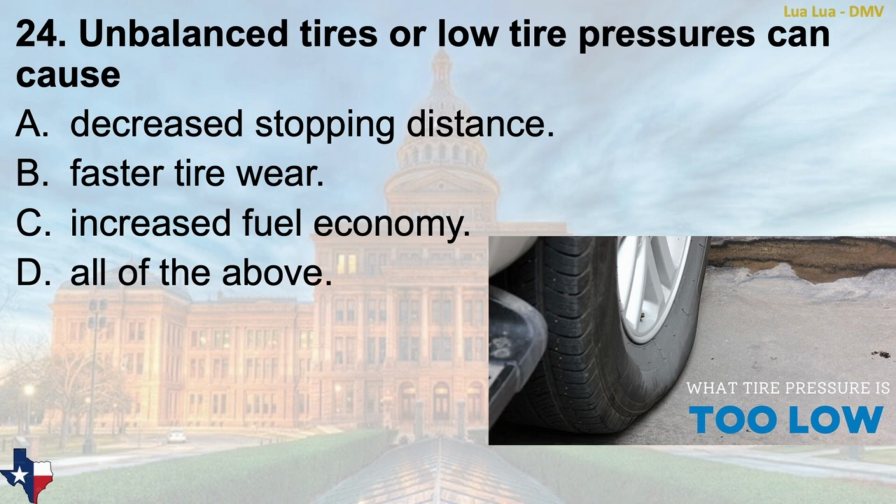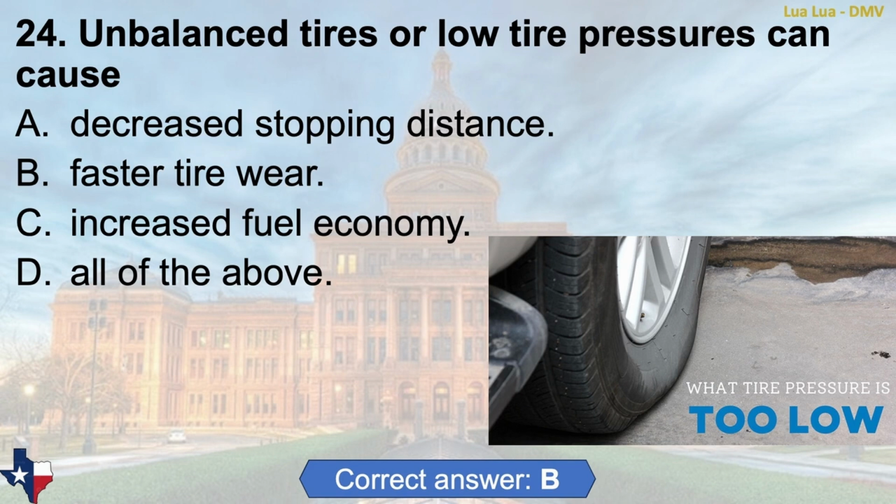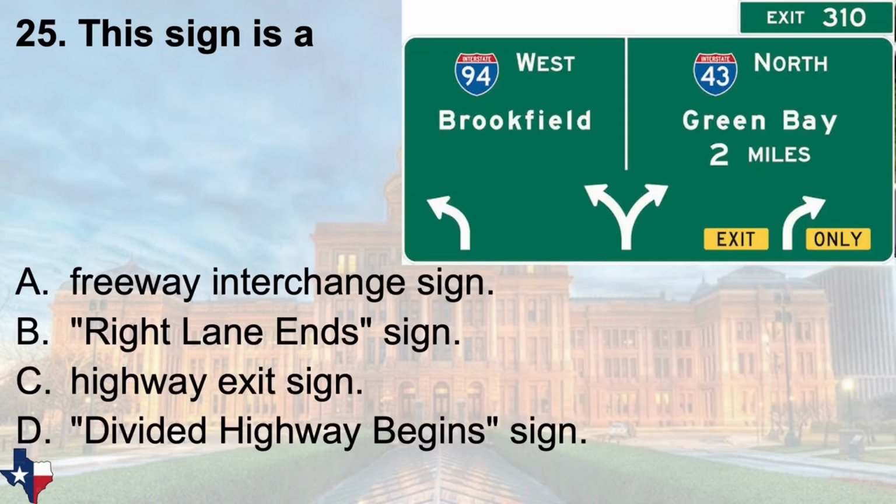Question 24. Unbalanced tires or low tire pressures can cause A. Decreased stopping distance. B. Faster tire wear. C. Increased fuel economy. D. All of the above. The correct answer is B. Faster tire wear.